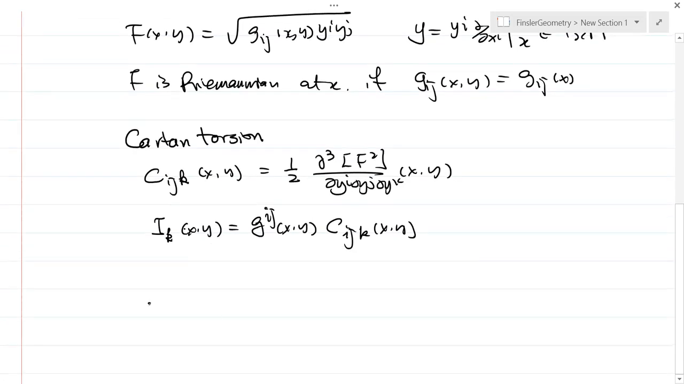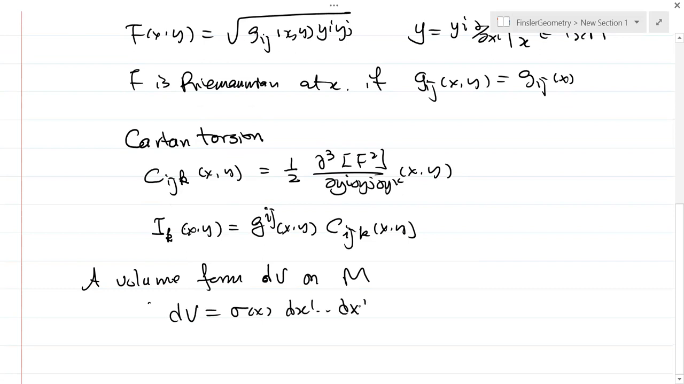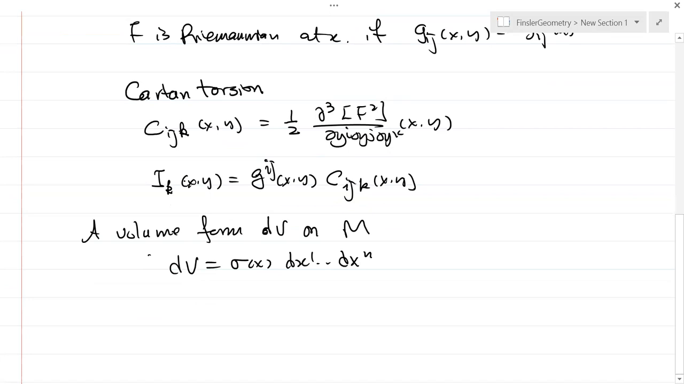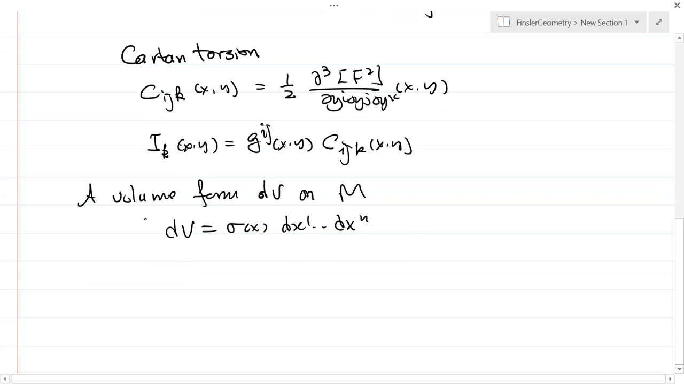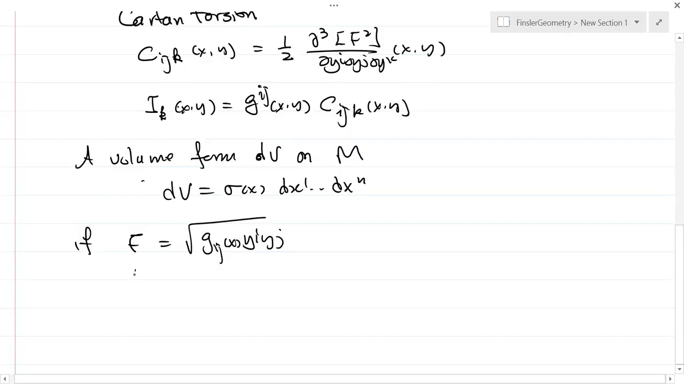Right. And now let's consider the volume form. A volume form dV on a manifold can locally be expressed in the following way, sigma(x) dx^1 ... dx^n. Now, if the metric is Riemannian, then there is a natural volume form associated with it, called the Riemannian volume form. This is actually going to be the square root of the determinant of g_ij(x) dx^1 ... dx^n.